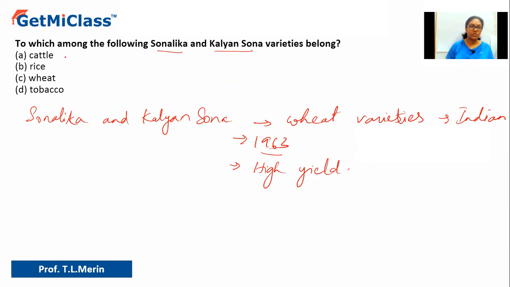Now, let us see the options. Option A says cattle. Sonalika and Kalyan Sona are not cattle. You can have an example of cattle as Jersey, right? Jersey is one of the high-yielding cattle. Hence, it is ruled out.